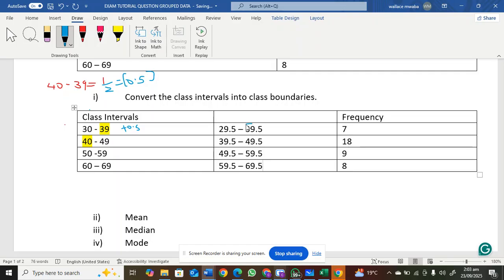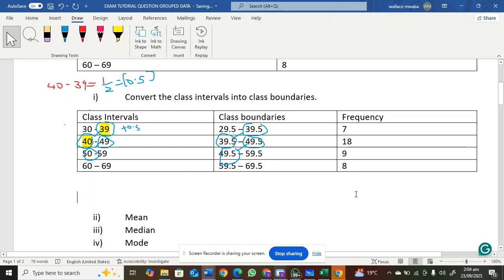Okay, and as you can see, the gaps are closed between the classes. Earlier on, we had some gaps, but we've closed those gaps. All right, so these are our class boundaries. So that is part one of the question.